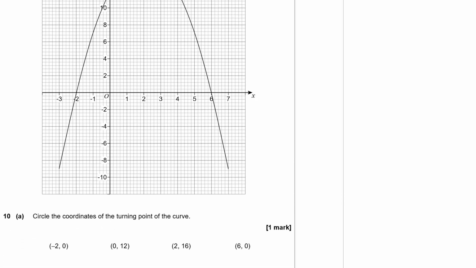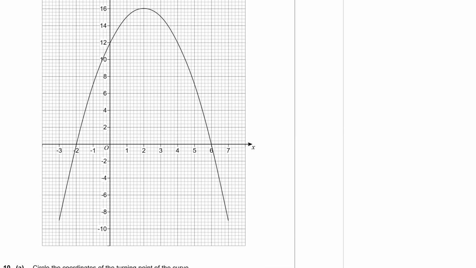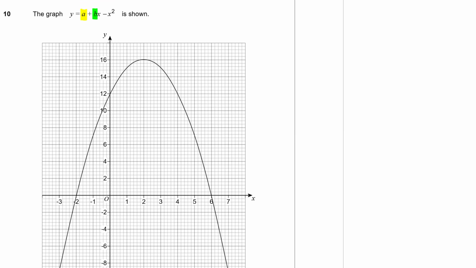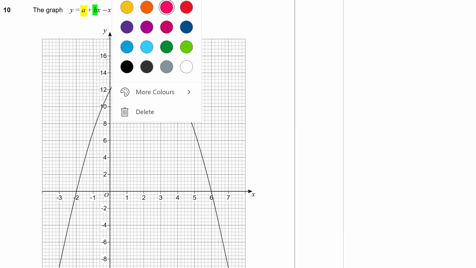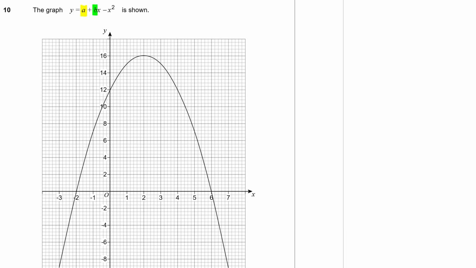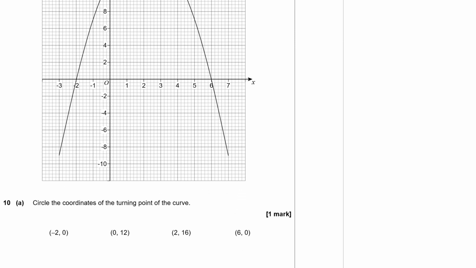A says circle the coordinates of the turning point of the curve. So the turning point of a quadratic curve is going to be its highest or lowest point, which is going to be this point here. That's got coordinates 2, 16. So circle the coordinates of the turning point of the curve. Well, 2, 16.